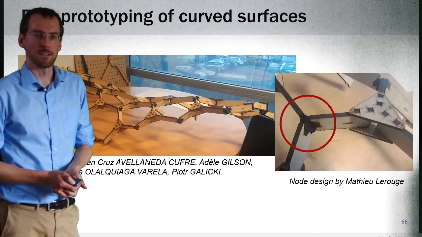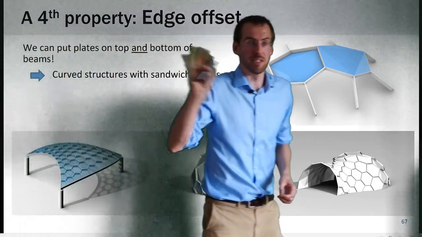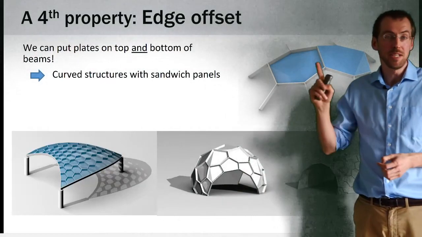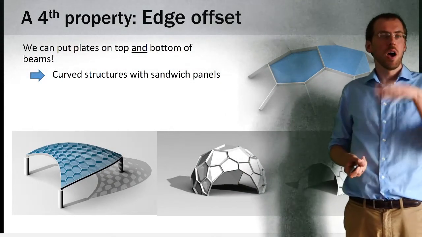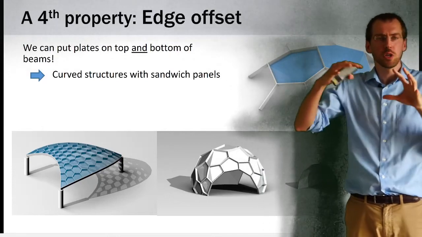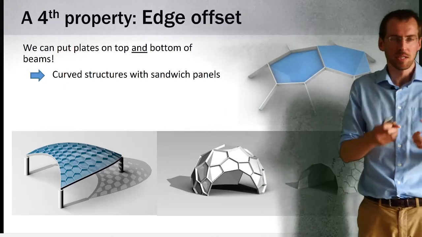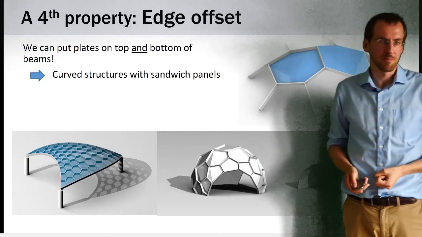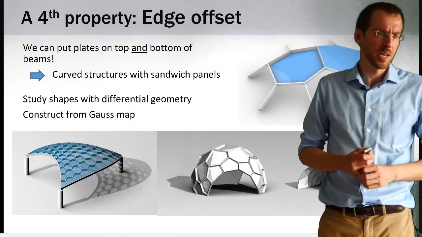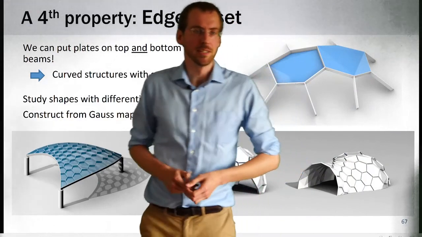And we can even add a fourth property to these hexagonal meshes. We can include the property of edge offset. With this property, you can put panels on top and bottom of your beams, such that you can get curved structures with curved sandwich panels. So we can combine the efficiency of sandwich panels with the efficiency of curvature. For this, you end up with a different geometrical problem, which is much more constrained. We propose a generation method for this also, even though we won't go into the details here.